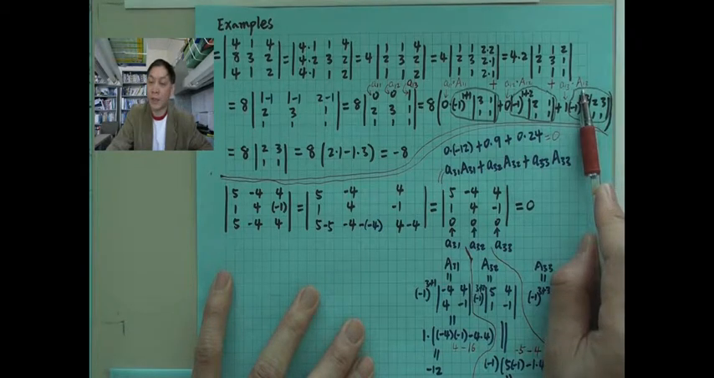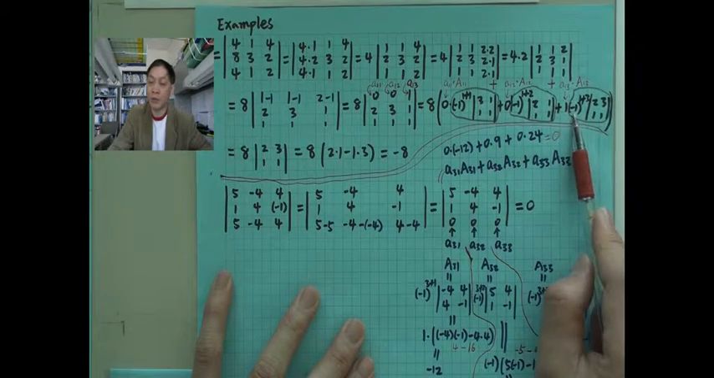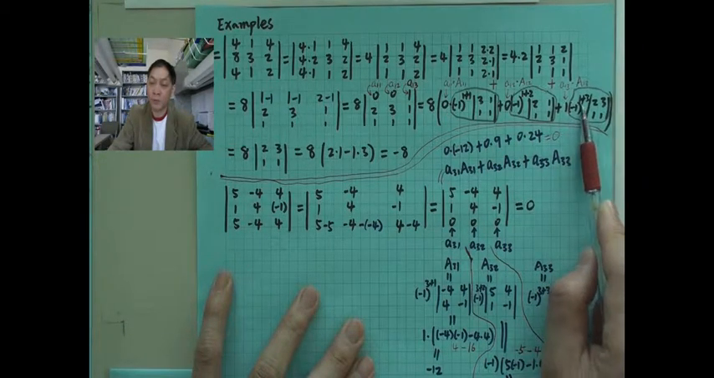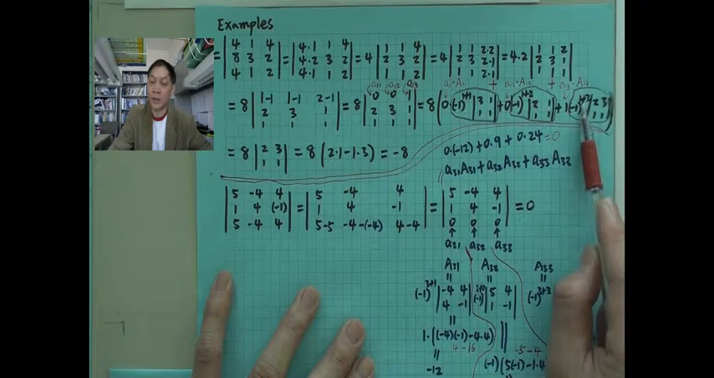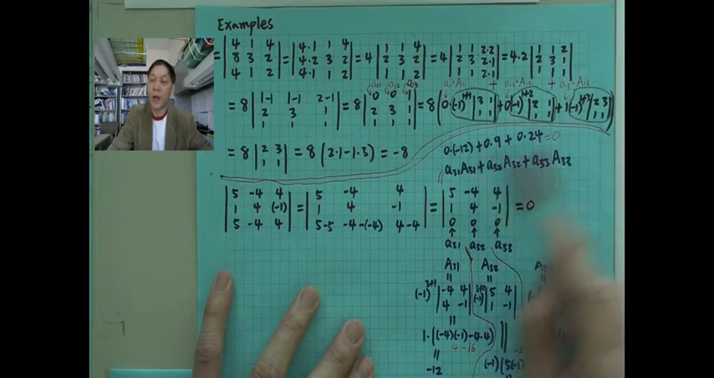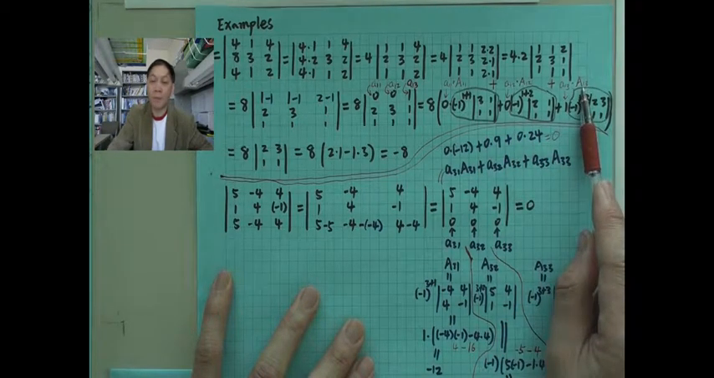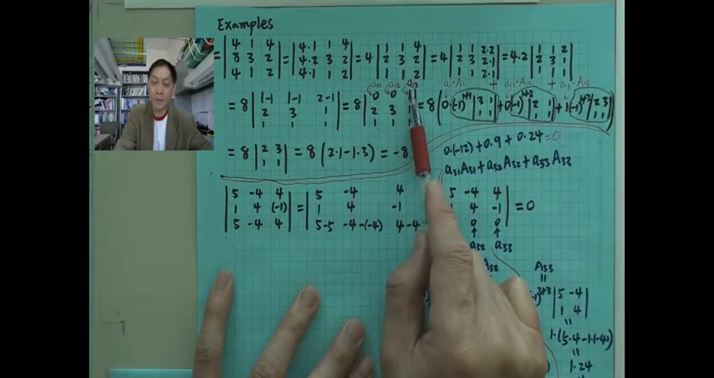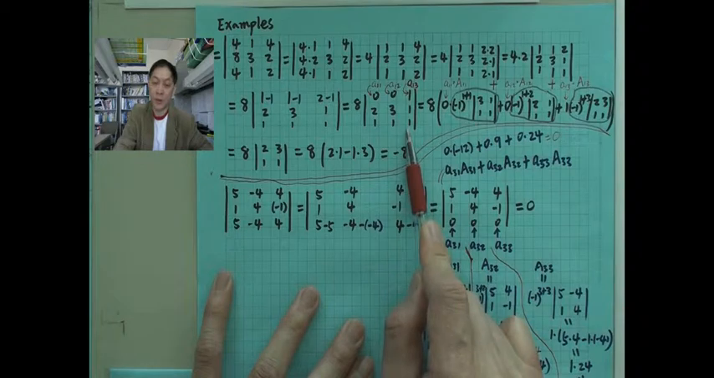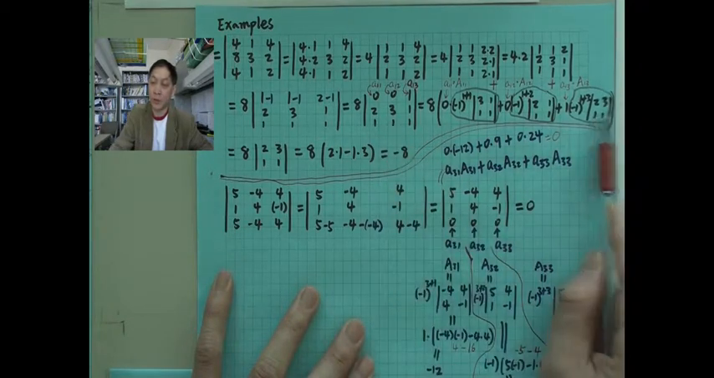For capital A13, we have the sign negative 1 to the power 1 plus 3, where 1 plus 3 is the exponent. Now we cross out row 1 and column 3, and you have 2, 3; 1, 1.